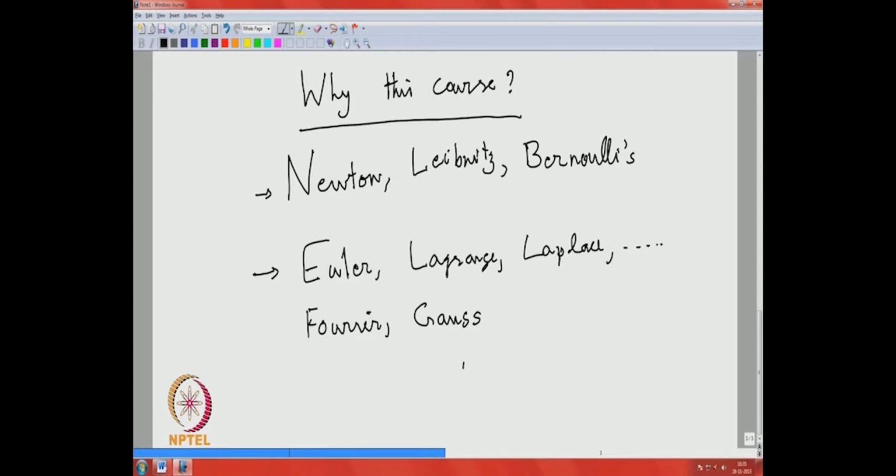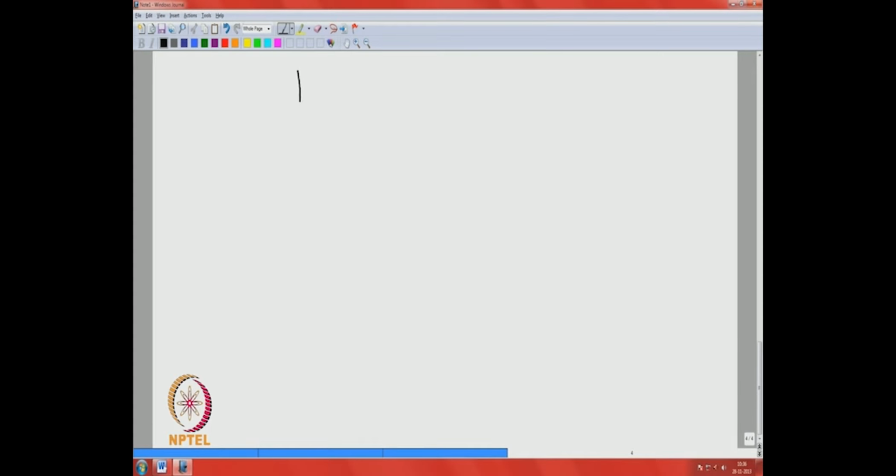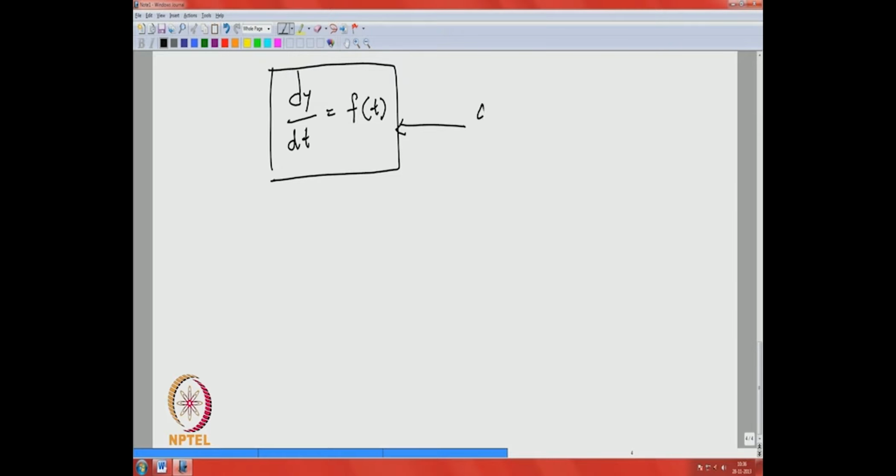So we will see these things in the coming lectures. So let's begin. What is the basic differential equation? The easiest differential equation probably comes from dy by dt equal to f of t. This problem all of you know after the study of integral calculus. This problem is nothing but your integral calculus problem.